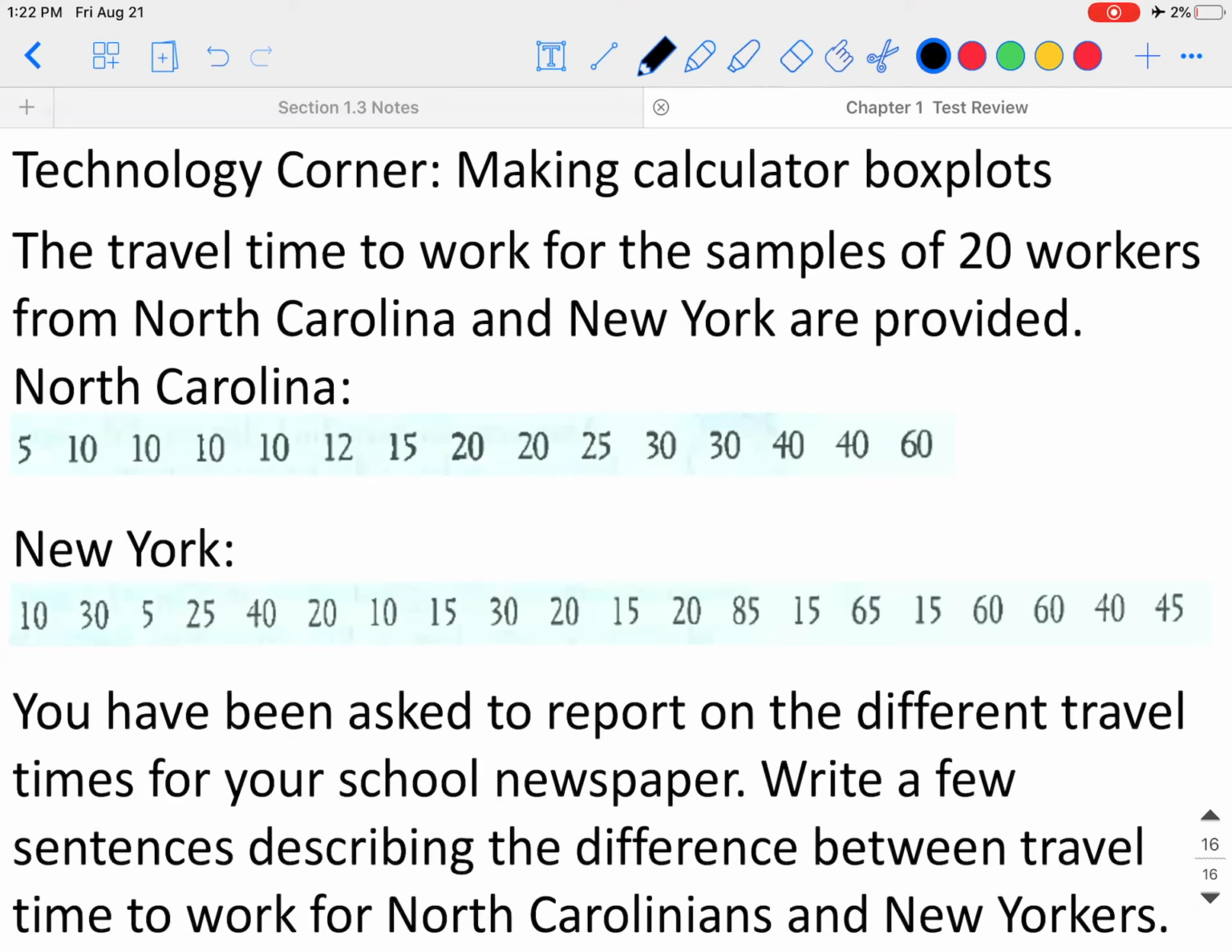You've been asked to report on the different travel times for your school newspaper. Write a few sentences to describe the differences between travel times to work for North Carolinians and New Yorkers. So if we had to describe this, we could say, when considering where to live, people may take into account travel time to work. People who live in New York have a higher variability among their middle 50% of travel times than North Carolinians, at an IQR of 27.5 minutes versus 20 minutes. The median travel time for New Yorkers is also higher at 22.5 minutes versus the typical 20 minutes a worker would take to travel to get to work.